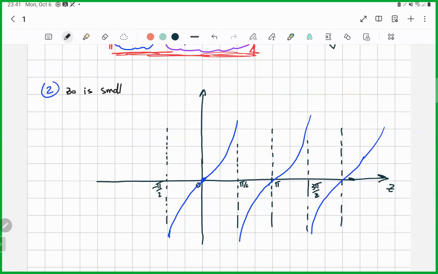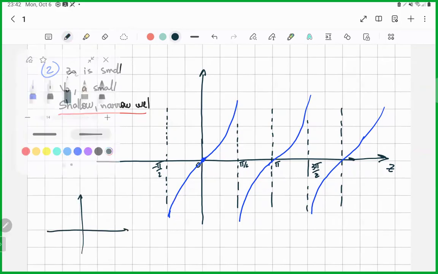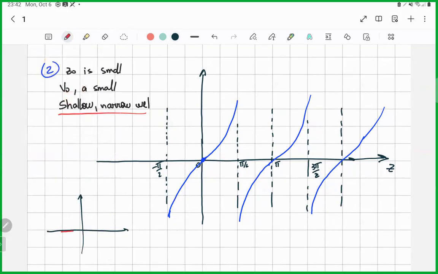So small. And what does it mean? That V naught is very small and A is very small. In other words, we have a very shallow and very narrow well. Very shallow, very narrow. So if I look at this potential, something very narrow and very shallow here, in a case like this we almost have nothing. We almost have no solution.